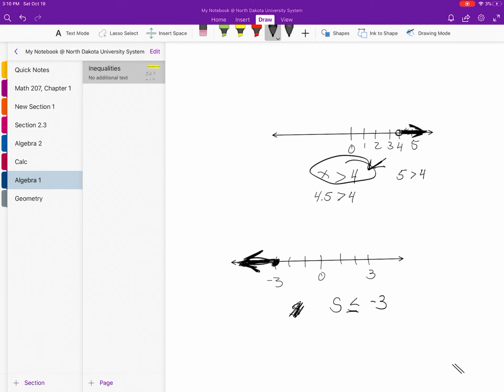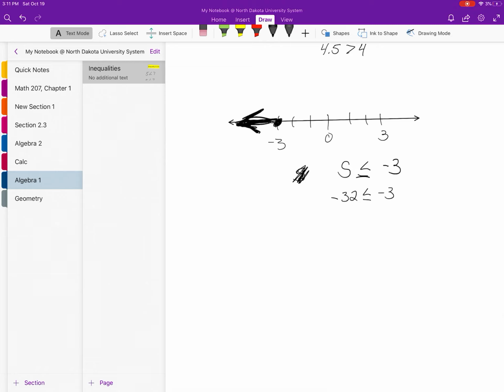And if we take some test points from this graph and plug them in for s into this inequality, they should work, right? So let's find out. Let's take negative 32. Is that less than or equal to negative 3? It is. It's not equal to negative 3, but it's certainly less than negative 3, because the larger negative number is, in fact, a smaller number.